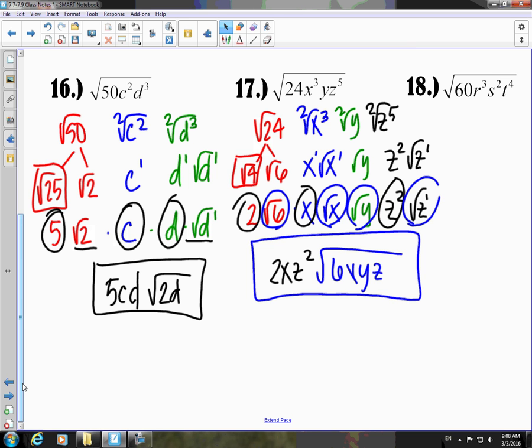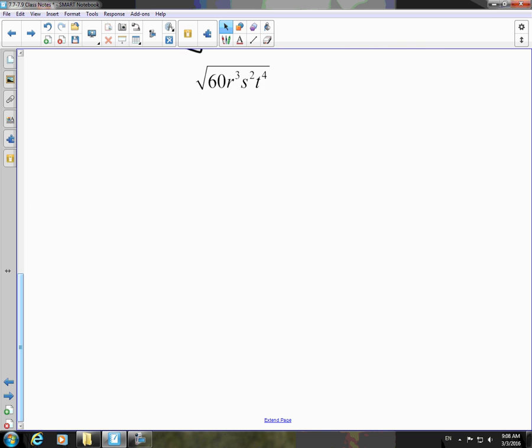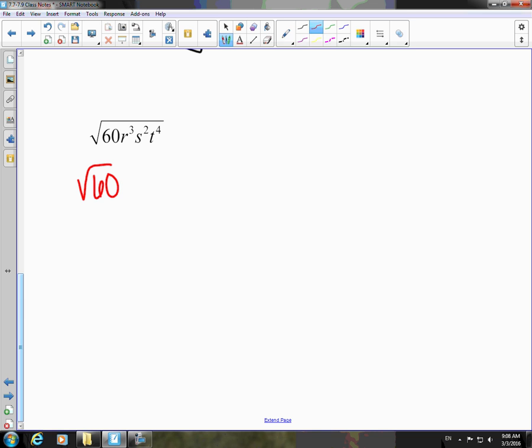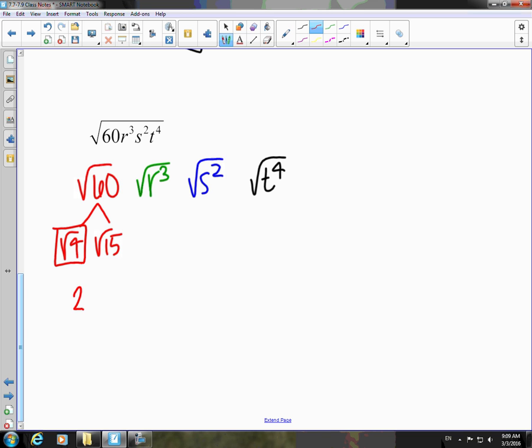Okay, and then 18, I think I'm going to get some more space here and bring 18 down here since I'm running out of space. So again, I'll break up the number. I've got the square root of 60, and then I've got the square root of r to the third, the square root of s squared, and the square root of t to the fourth. So I want to break up 60 with a number off that list, and the square root of 4 and 15. So 4 times 15 is 60, and 4 is one of the numbers off that list. So that gives me 2 times the square root of 15.